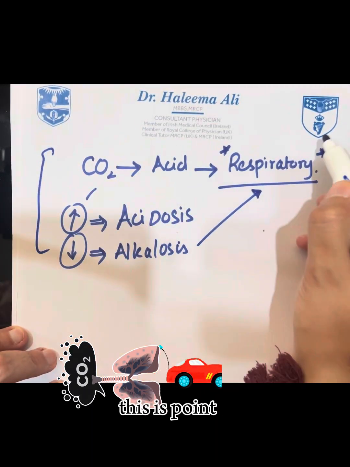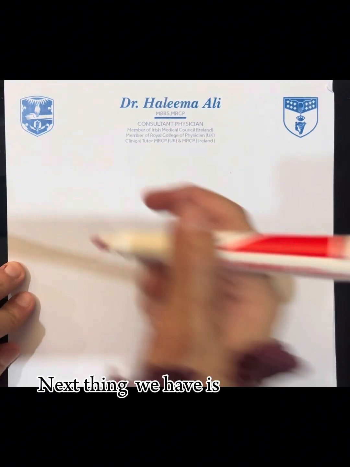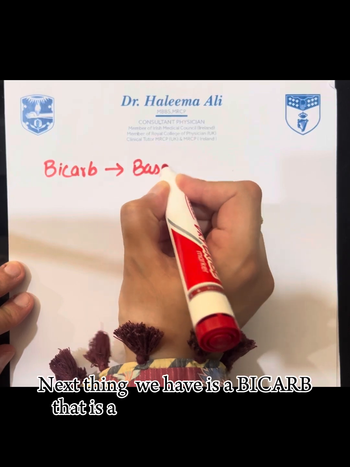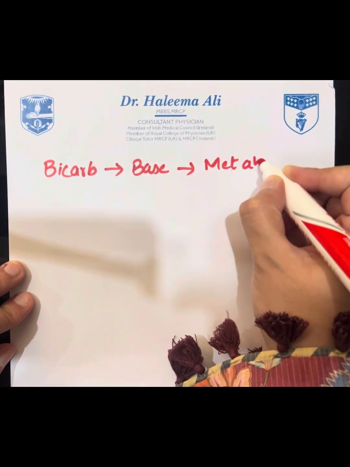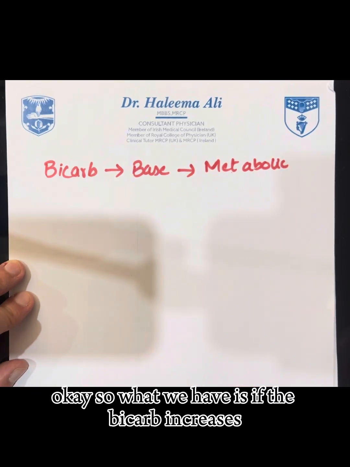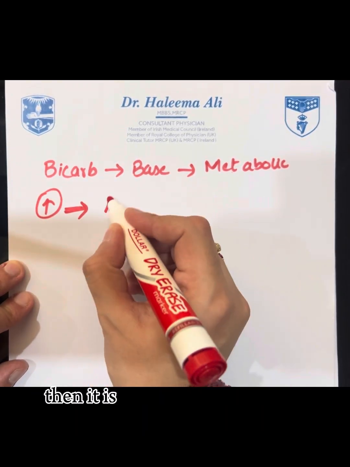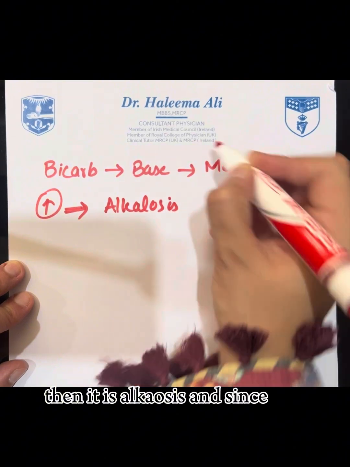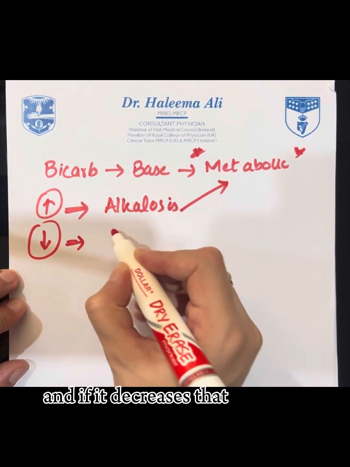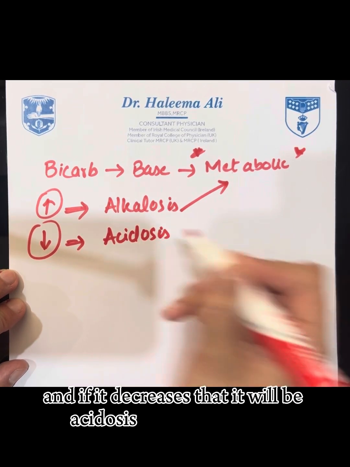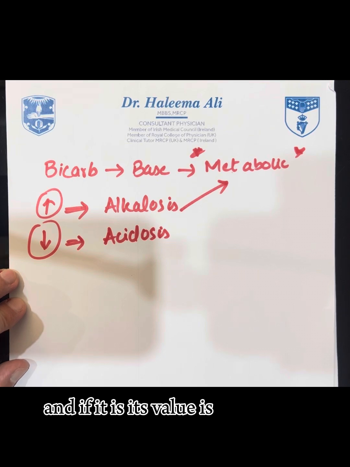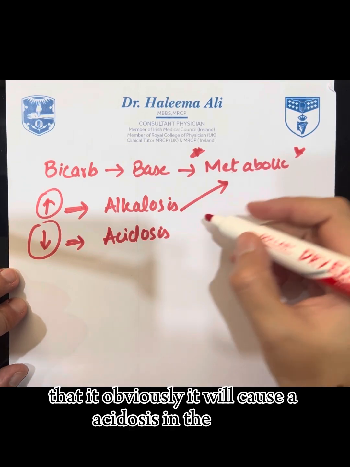This is point one. The next thing we have is bicarb. That is a base and it is always metabolic. If the bicarb increases, then it is alkalosis, and since it is linked to metabolic, it will be metabolic alkalosis. And if it decreases, then it will be acidosis, because the base, if it increases, will be alkalosis, and if its value is decreasing, then obviously it will cause acidosis in the body.